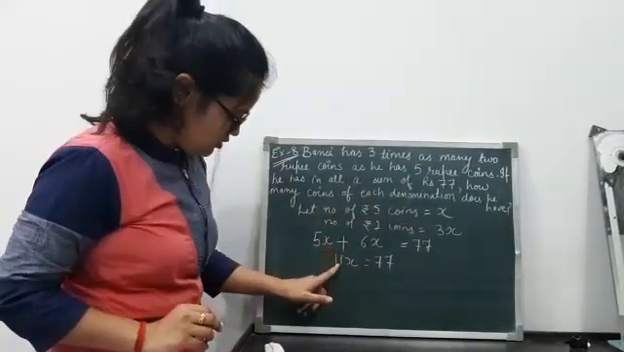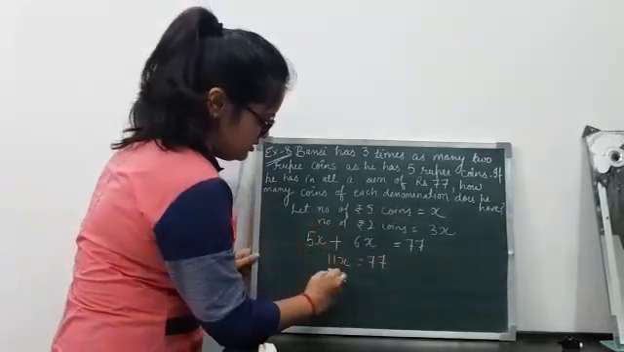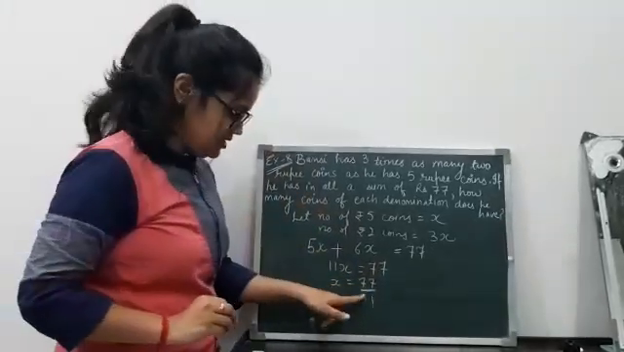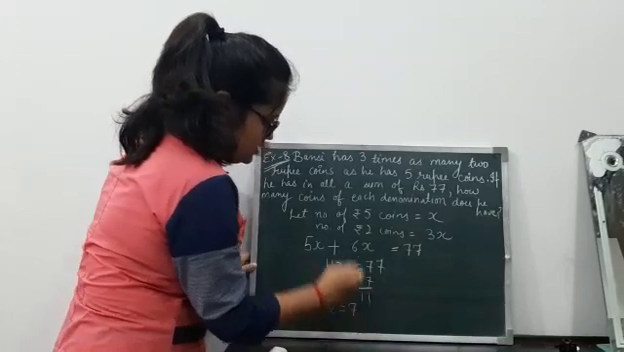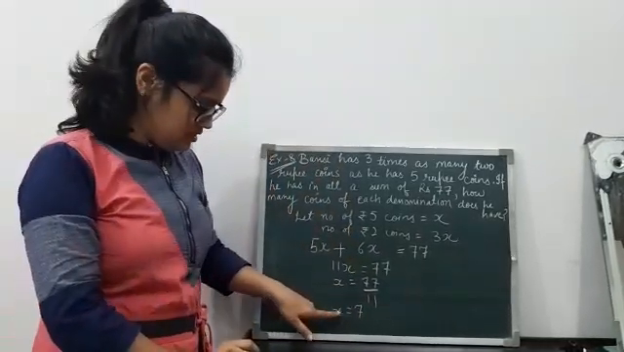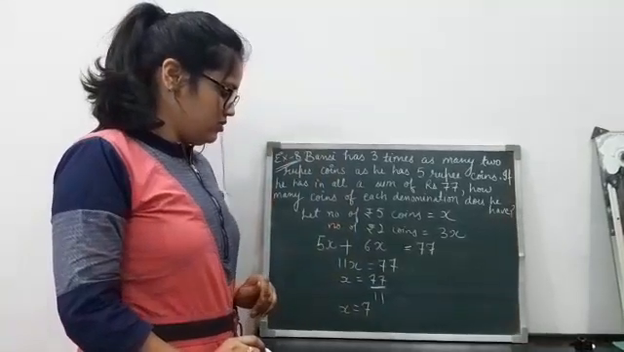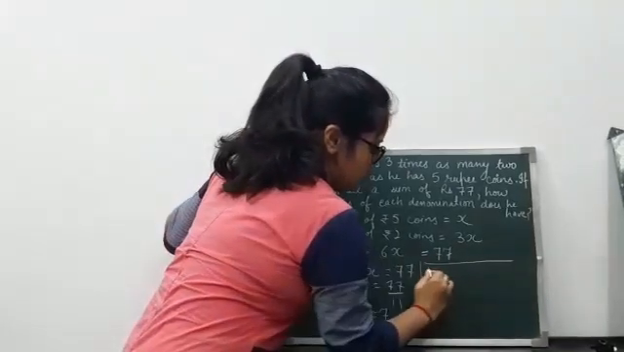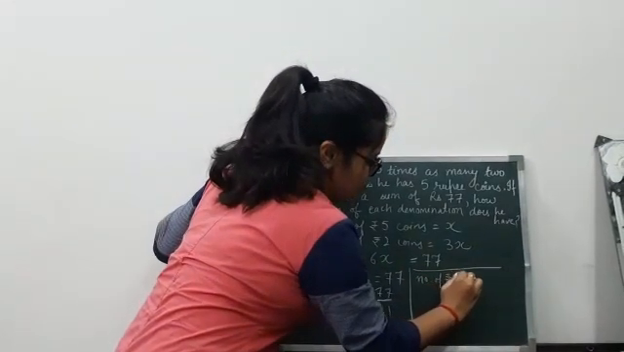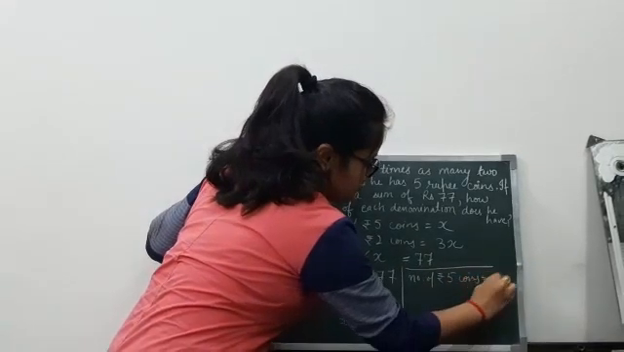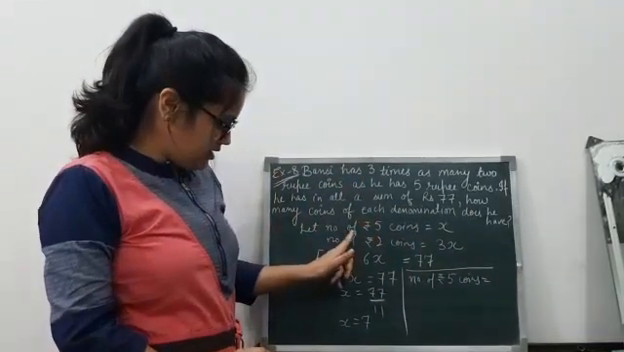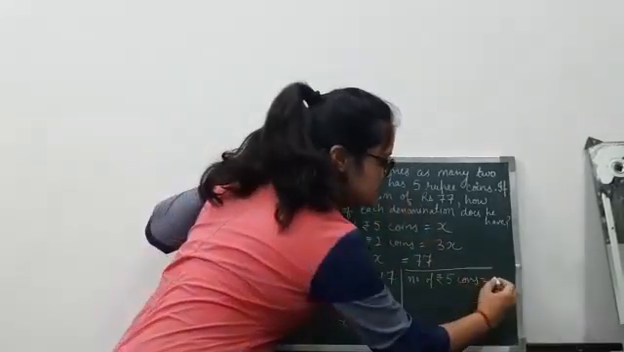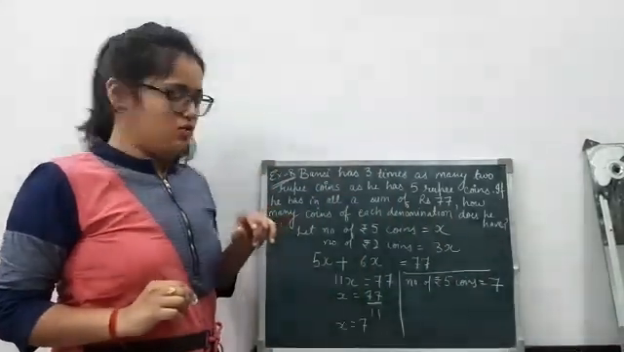This is the equation. Now take this 11 to the other side. x is equal to 77 upon 11. 77 upon 11 is equal to 7. This is not the answer. This is just the value of x. We have to tell how many 5 rupee coins and how many 2 rupee coins there are. So the number of 5 rupee coins is equal to x, and the value of x is 7. That means there are 7 coins of 5 rupees.